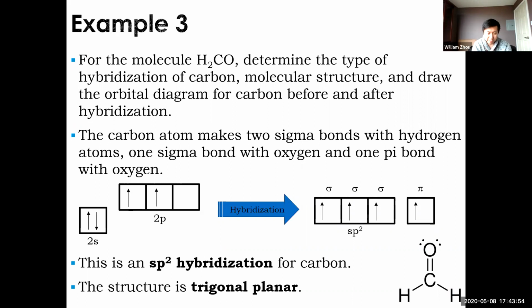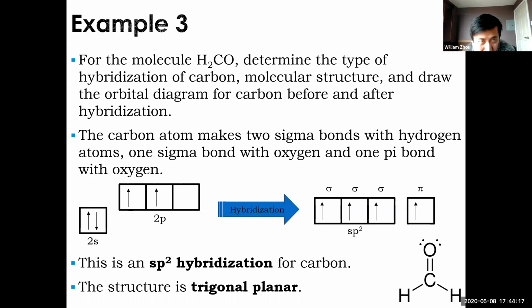Okay, so did I make myself clear? How do you determine what type of hybridization you do? That depends on your steric number. How many things are sticking out of your carbon? In this case, three things stick out, so sp2, because 1 plus 2 is 3. And if you do sp2, naturally you have one orbital left. That's your pi.